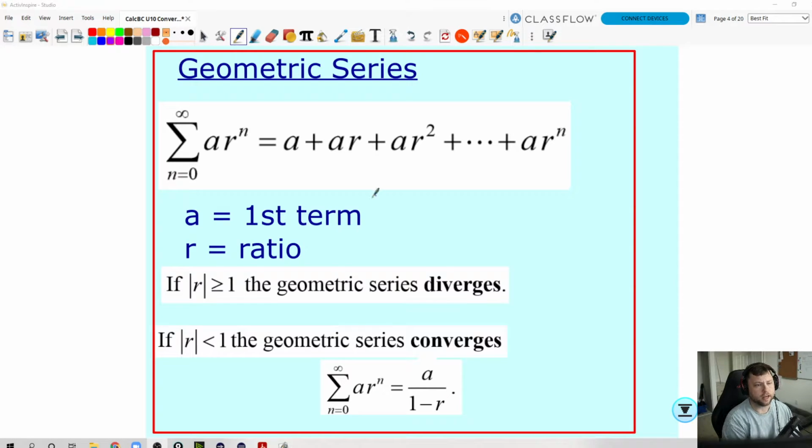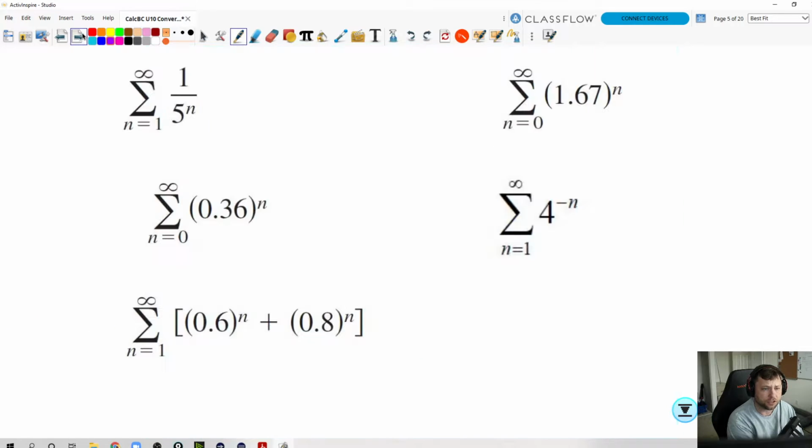Geometric series right here, you have a times r to the n power. So r is your ratio, and a is sometimes your first term, depending on whether n starts with 0 or 1. If it starts with 0, it's the first term. If you can figure out if it converges or diverges: it converges when r is between -1 and +1. If r is between those two values, we're good. Everything else diverges. So let's go.